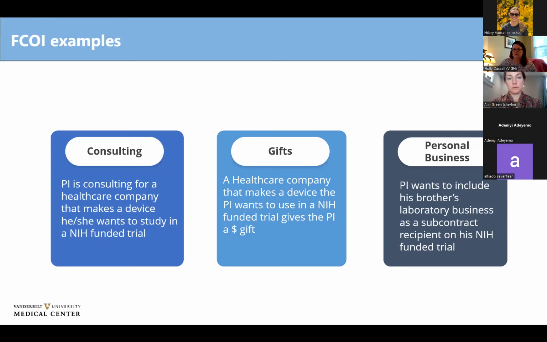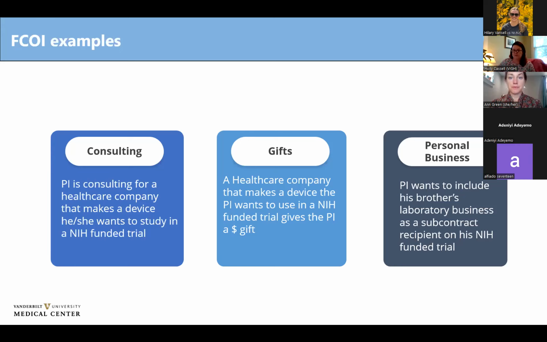So in these examples, this healthcare company could be impacted by the outcome of the trial, which could cause bias in interpreting and reporting results. So if the trial is successful, the healthcare organization could financially benefit. And because the PI is connected to the organization as a consultant, he or she could as well. And so this sort of creates a bias.